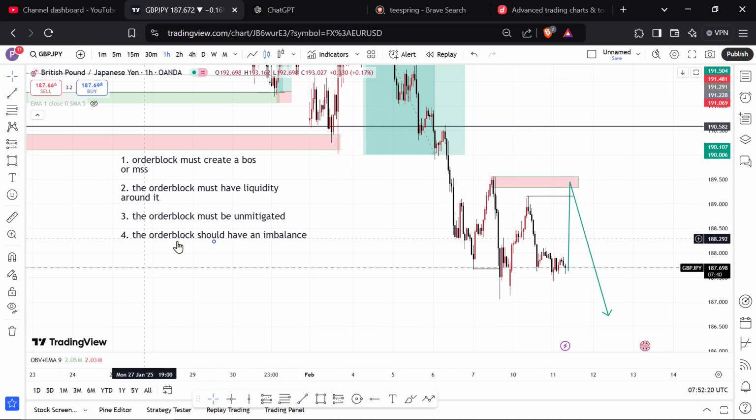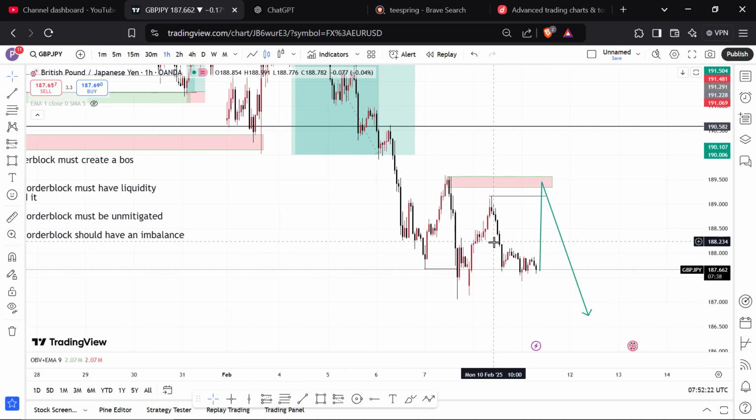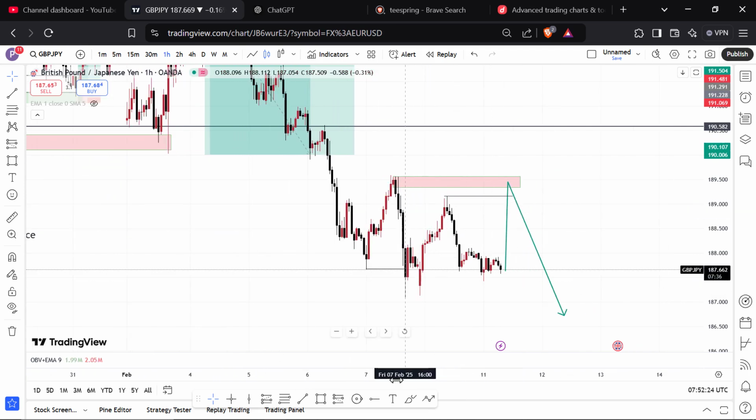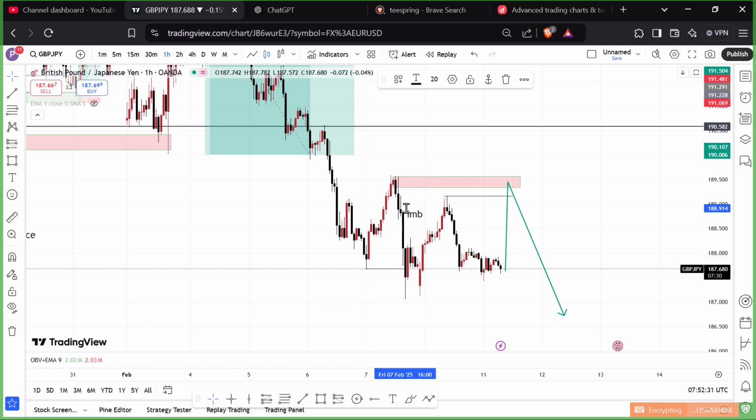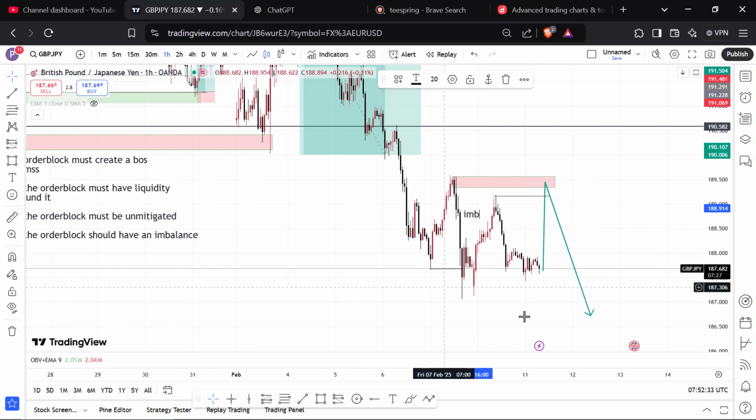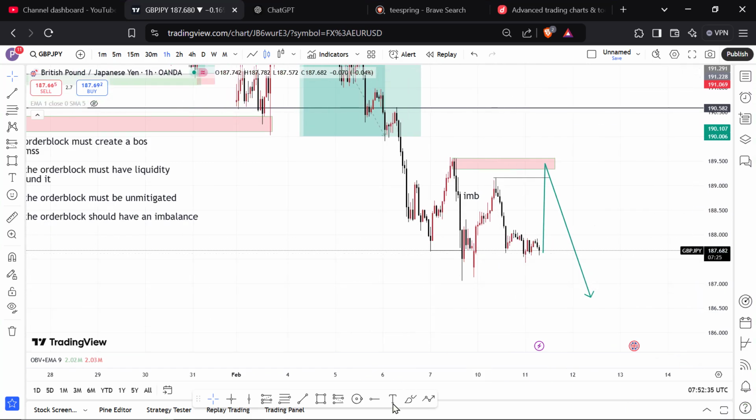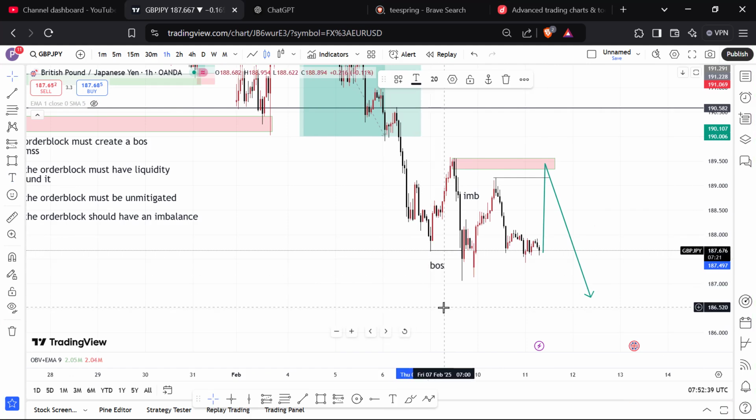Now, the fourth rule: the other block should have an imbalance. Now, is there an imbalance around here? Yes, this imbalance. We have an imbalance, or FVG, whichever you want to call it. So now let's label everything. Here we have a BOS, right? We have a BOS here.